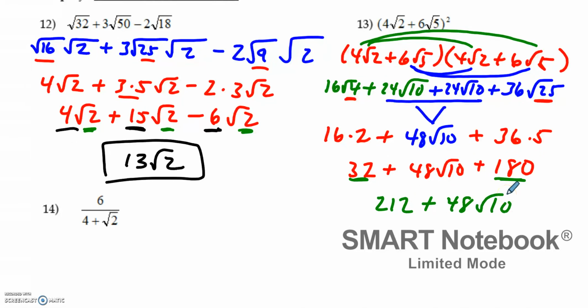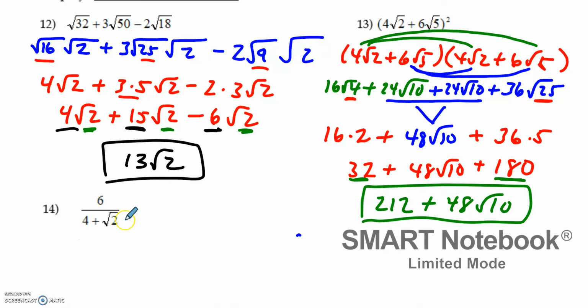Now again, even though it's really tempting to add the 212 and the 48, I cannot because this does not have a radicand of 10. It does not have a square root at all. So these are not like terms. So this is why this is my final answer for number 13. There's a lot more restrictive rules for adding and subtracting than there are for multiplying.